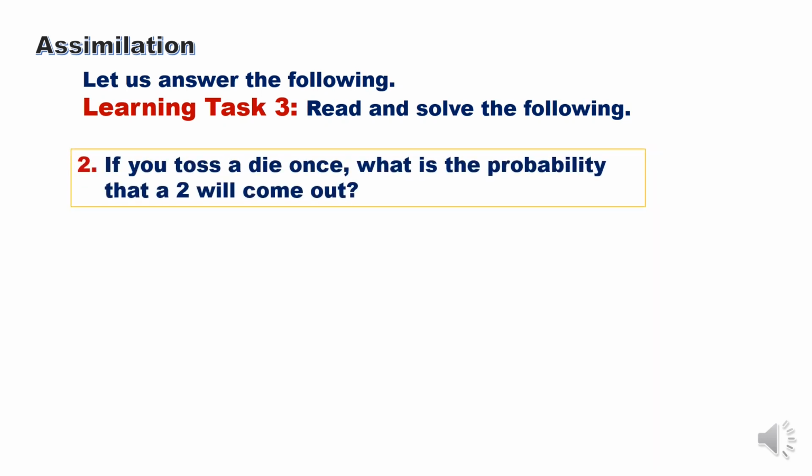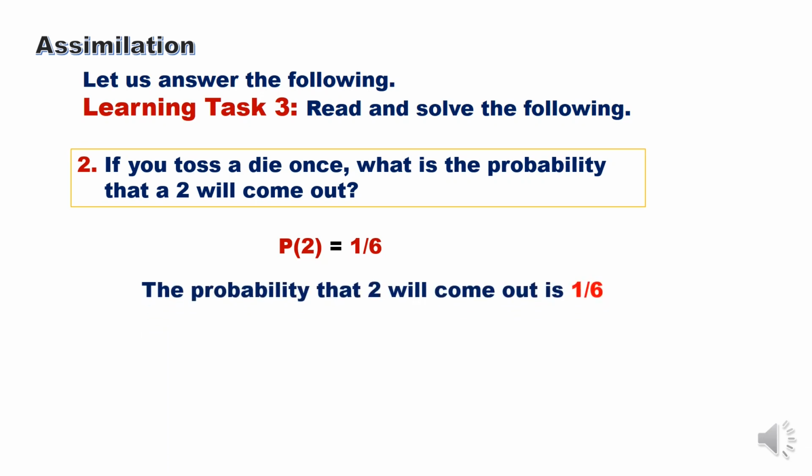Number 2, if you toss a die once, what is the probability that a 2 will come out? So the event is 2 equals 1/6. The probability that 2 will come out is 1/6.